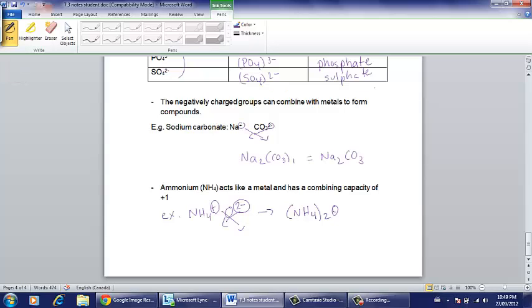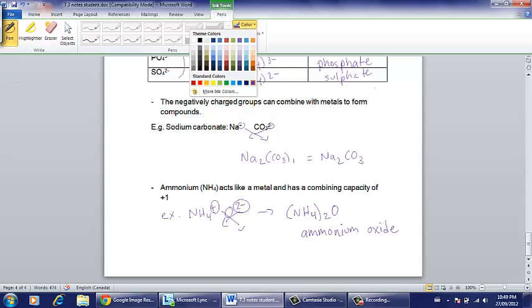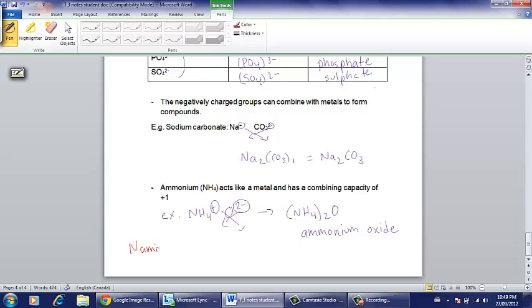When you name something involving a polyatomic ion, you just keep the ion name. So this would be ammonium oxide. So let's write that down actually in another color because it's really important. So when you're naming, keep the ion name.